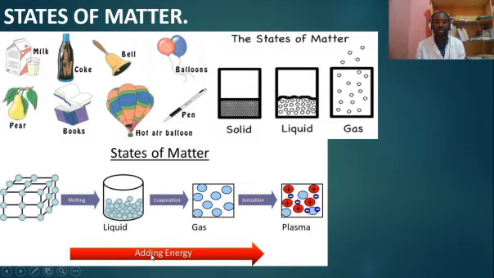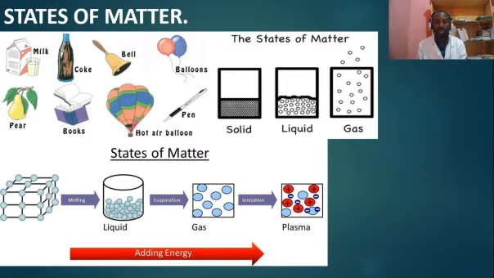You see here, the arrow shows adding energy. You can add heat to a solid, and the solid is going to melt. For example, you take a piece of ice from the fridge, it's solid. When you keep it outside, it begins to melt into liquid. When you heat it, it evaporates into gas. That is what we call change of state of matter.